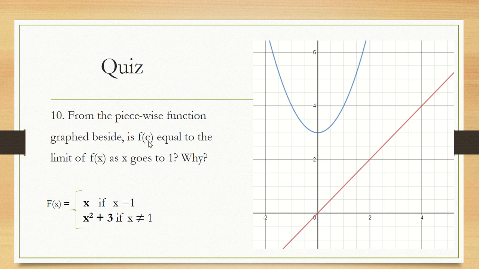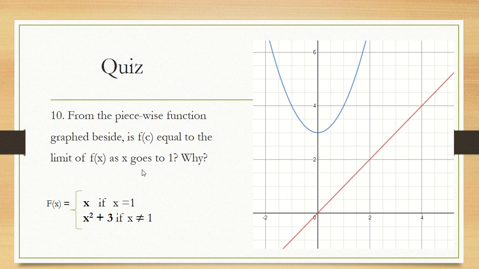So, from this, is f of c equal to the limit of f of x as x goes to 1? What is f of c? So, ang f of c natin ay f of 1. So, kung f of 1, it means ano ang value ng f of 1? Ang f of 1 natin is ito. Because this is f of x equals x at x equals 1. So, that is f of c by substitution.